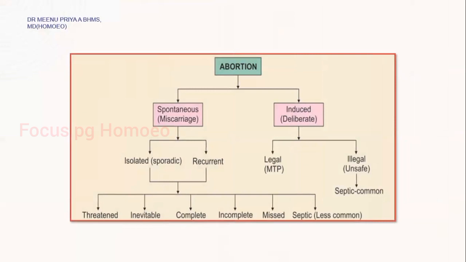Now, abortions are classified into spontaneous or miscarriage, and induced or deliberate abortion. In miscarriage, it is isolated or sporadic, and recurrent abortions. And what are the types there? It is threatened abortion, inevitable abortion, complete abortion, incomplete abortion, missed abortion, and septic abortion, which is less common but a very serious condition. And in induced, it is legal, that is MTP, medical termination of pregnancy, or illegal or unsafe. And when illegal abortion is done, the complication that occurs is that it goes into a septic abortion.